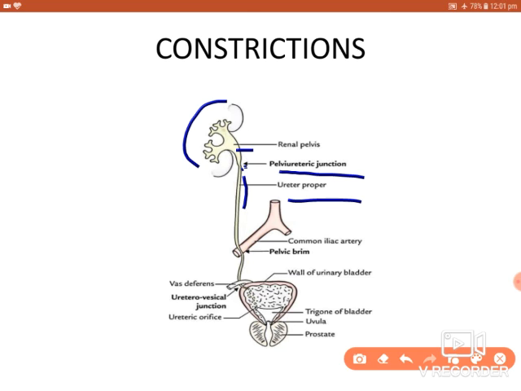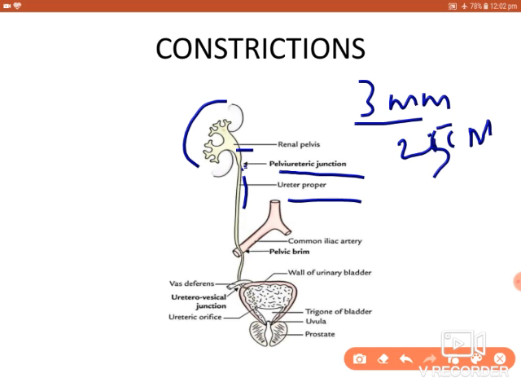The diameter of the ureter is 3 mm. Its length is 25 centimeters, that is 10 inches. The upper part, till the level of the pelvic brim, is 5 inches. The lower part, from the pelvic brim to the bladder wall, is also 5 inches. Total is 10 inches, that is 25 centimeters. Diameter is 3 mm. So you can see constriction at the pelvic ureteric junction.